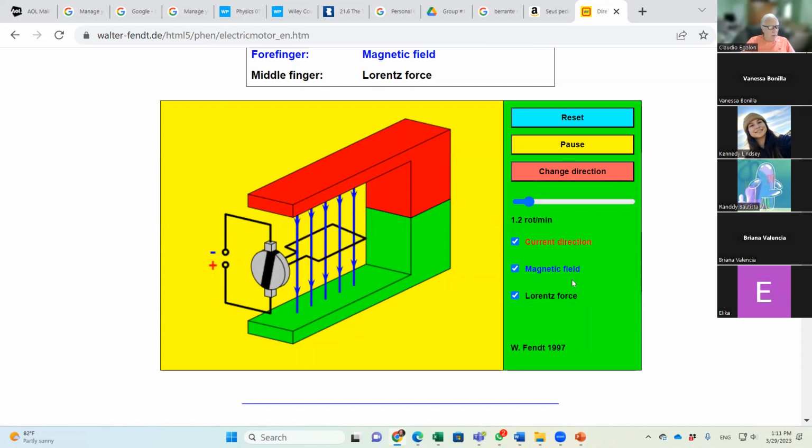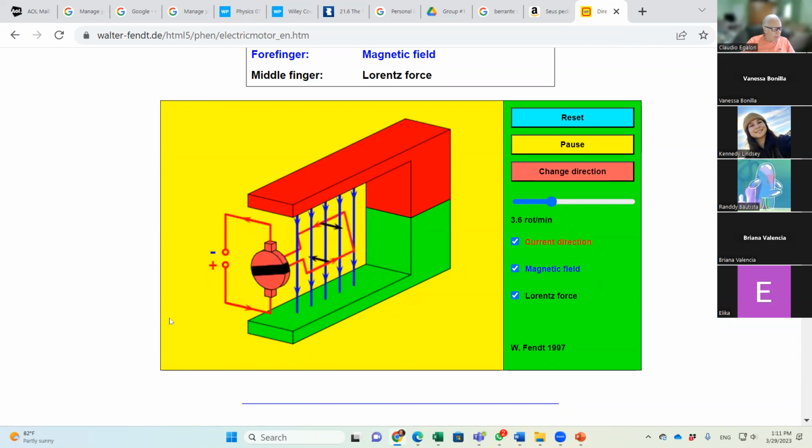Resume. Here you go. Notice that this loop is not oscillating back and forth just like mine, and there is a reason for that. I'm going to speed it up. See, this loop is not oscillating back and forth. It's going a full rotation. So there is a little difference between this loop here and the one that I illustrated there.